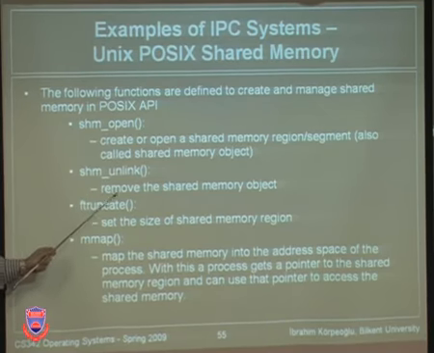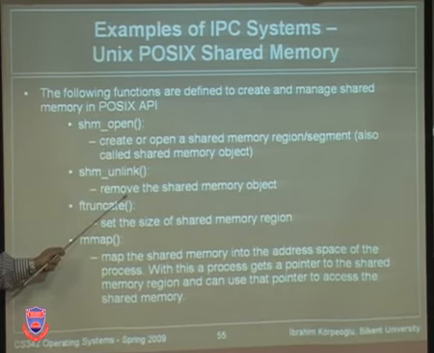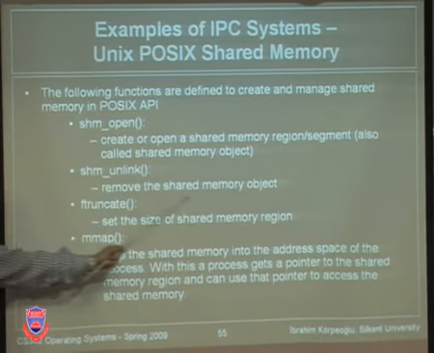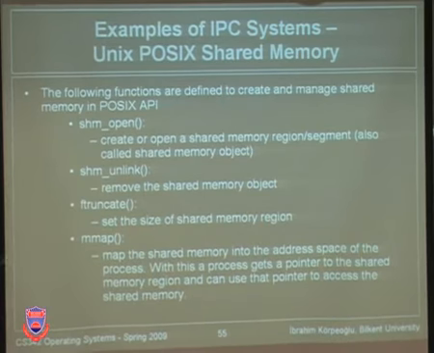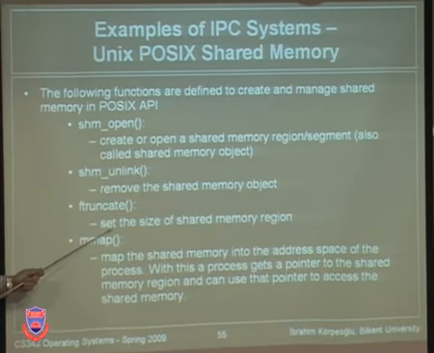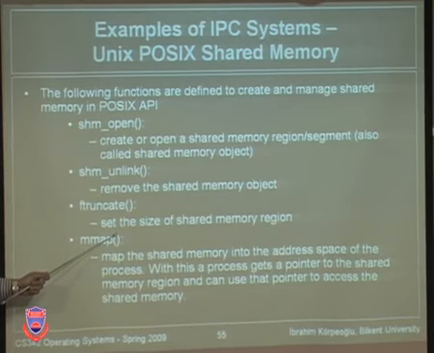Shared memory unlink can be used to remove a shared memory region. Sometimes it's called a shared memory object, okay? Shared memory region, shared memory object. ftruncate can be used to define or set the size of the shared memory.